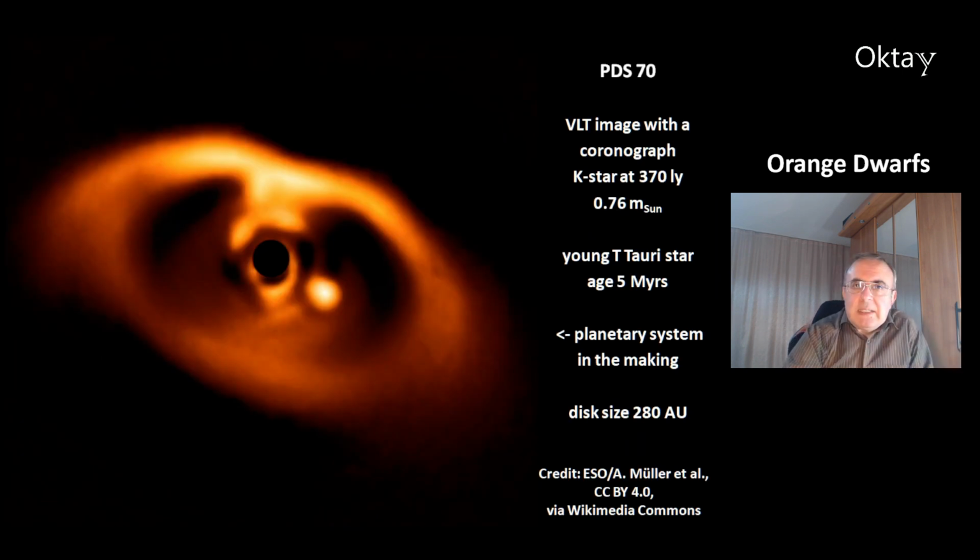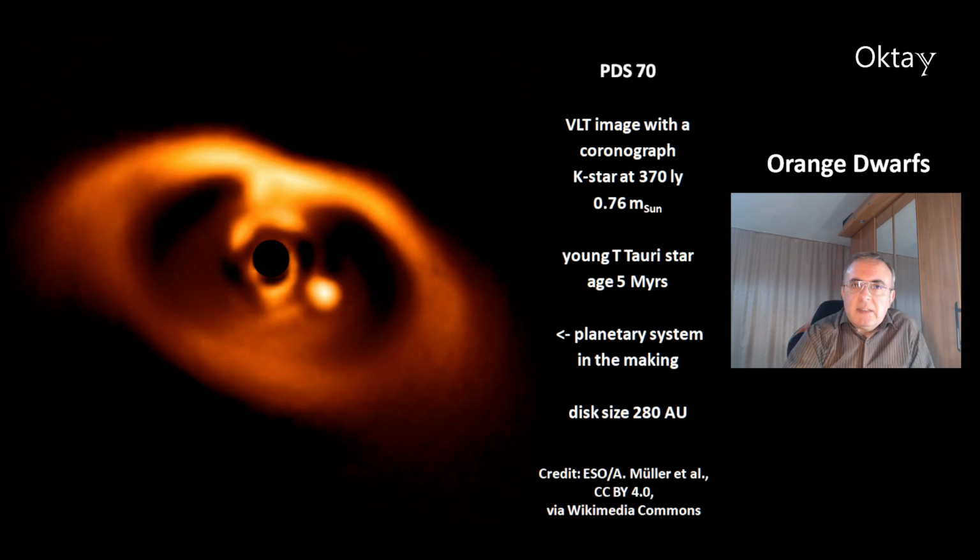It's another very interesting system. That's PDS 70. That's a VLT image, Very Large Telescope image. For this image, a coronagraph was used that blocked the light from the central star. There's another K-type star at 370 light years distance with a mass of 76% of the sun.